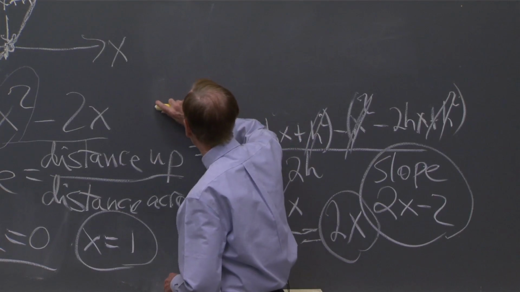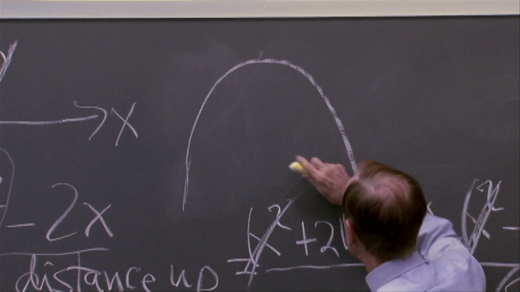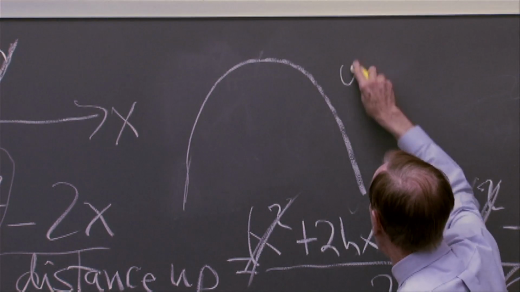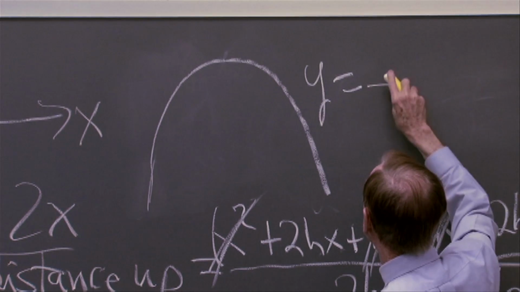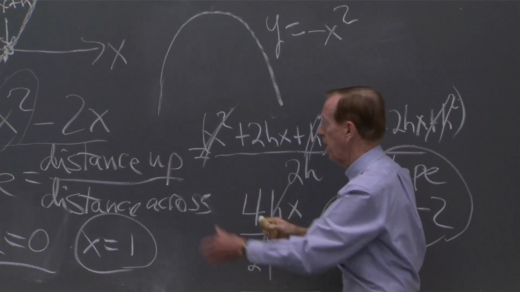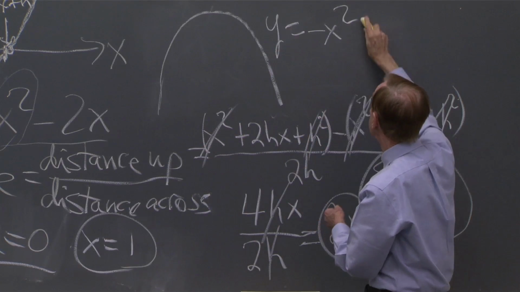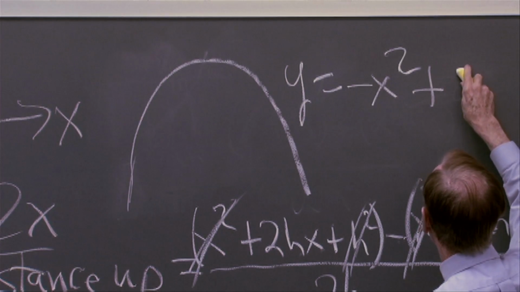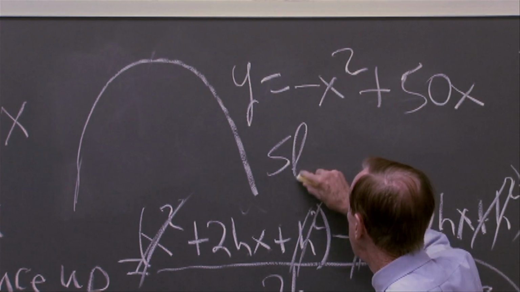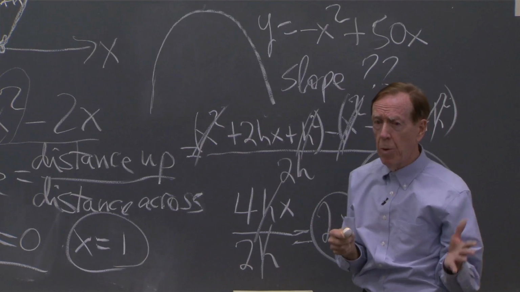This is now one that goes this way. What will be the equation for that? y will be minus x squared, because as x increases, big to the left, big to the right, we need a minus sign to come downwards, plus, let me say, 50x. So my question for you is, what's the slope at a typical point x?